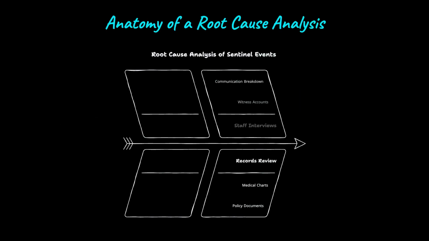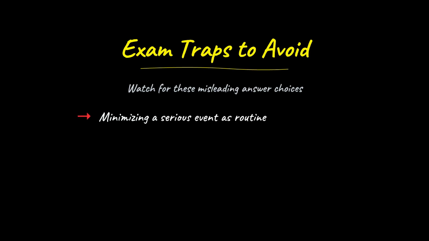Root cause analysis gathers a multidisciplinary team to reconstruct the timeline, interview staff, and examine records. The goal is to find system failures, not individual blame, and to produce recommendations with assigned owners, deadlines, and a follow-up review. The classic trap is an option that minimizes a serious harm event or mislabels it as routine.